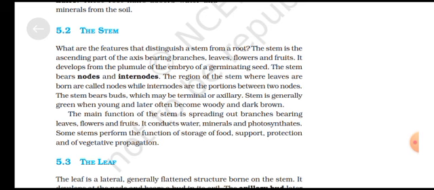The main function of the stem is spreading out branches bearing leaves, flowers, and fruits. It conducts water, minerals, and photosynthate. Some stems perform the function of storing food, support, protection, and vegetative propagation.